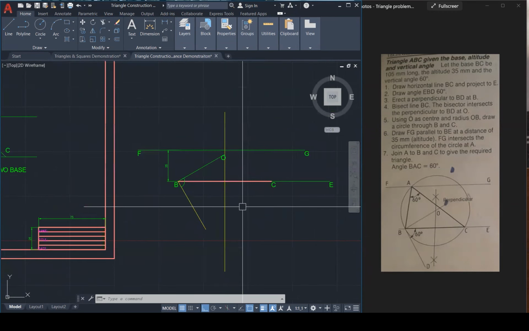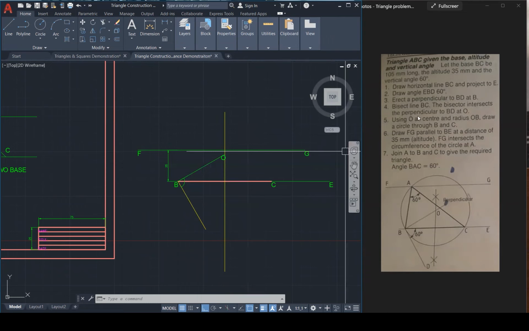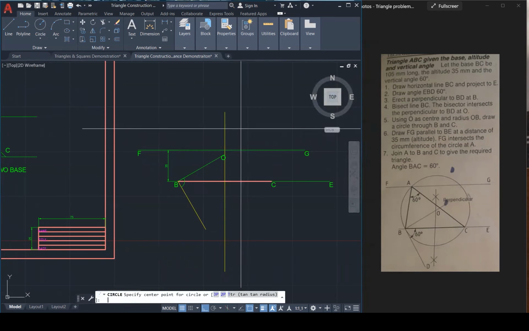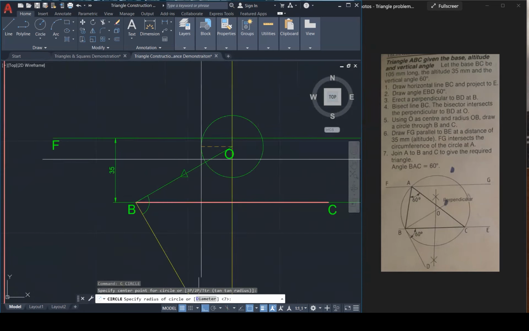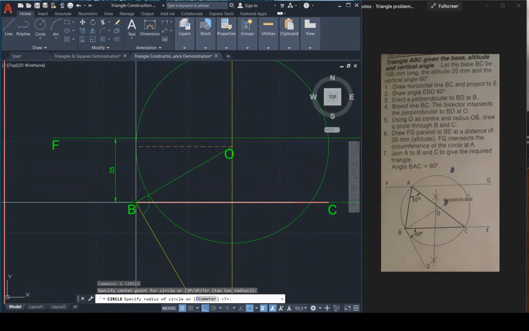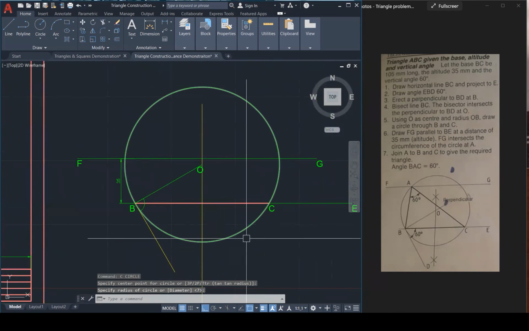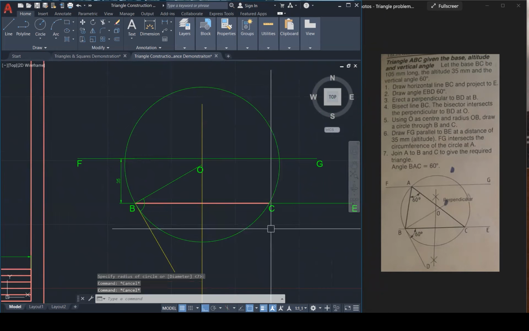What's the next thing now? Okay, so the bisectors intersect the perpendicular to BD at O. So we have established O. Using O as center, we're going to create a circle. So I'm going to hit C, using O as my center here, and open it to B and create a circle. Cool. So the circle touches both B and C. Perfect.